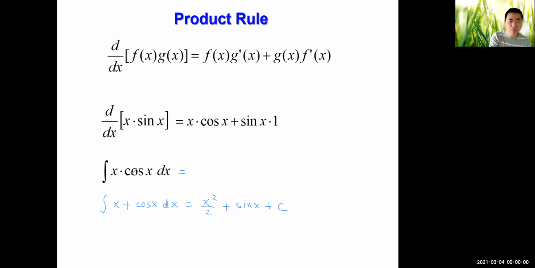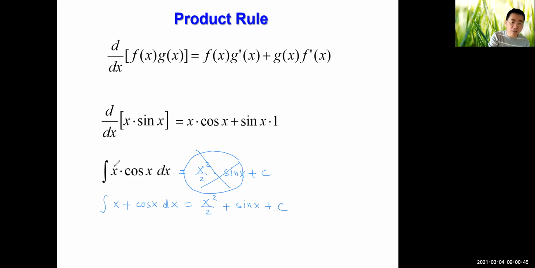Some might believe, oh, I can do that: it's x squared over 2, times the antiderivative of cosine, which is sine of x, plus a constant. The answer? Well, no. Why? Because this is a product. If you take the derivative of this side, you actually use the product rule: this one times the derivative of sine, plus sine times the derivative of x squared over 2. And you see that you won't end up with the original function. So that will not be the antiderivative of this function.